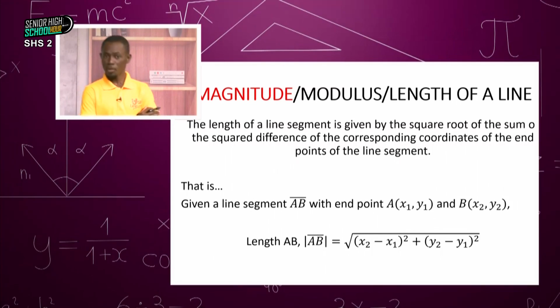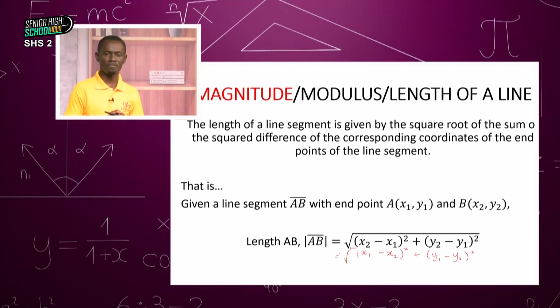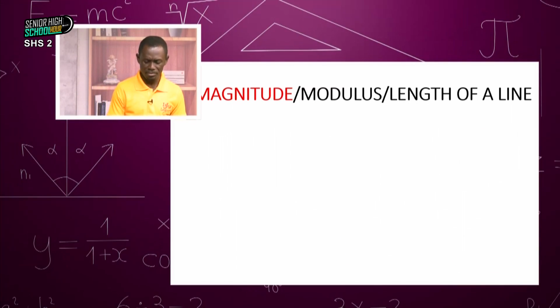By the way, let me quickly add here that you could have done it as x subscript 1 minus x subscript 2 all squared plus y subscript 1 minus y subscript 2 all squared and then square root. It will produce the same answer. So whether 1 minus 2 or 2 minus 1, either way you will get the same thing. Usually we like to begin 2, 1, 2, 1. But it could have been the other way and you get the length. So let's do a diagram.